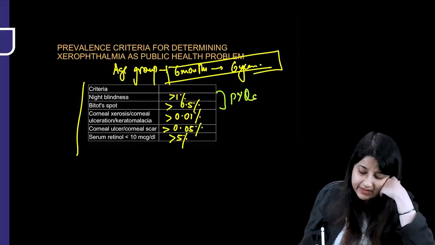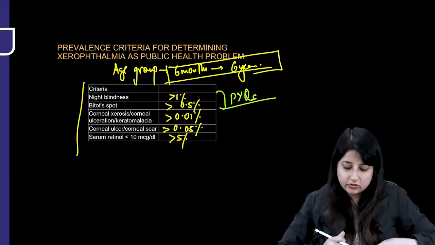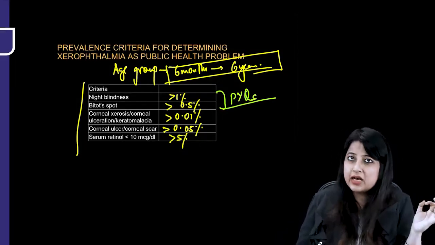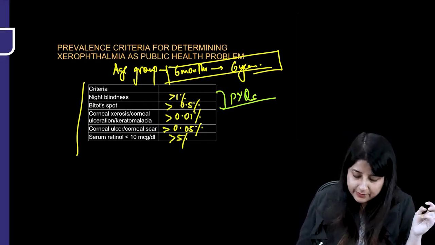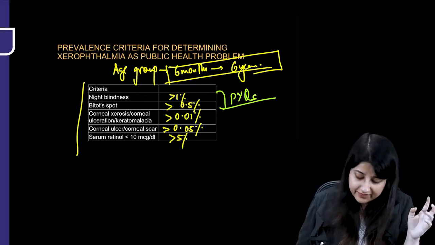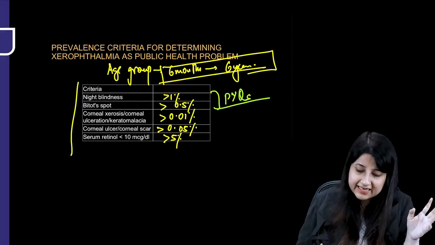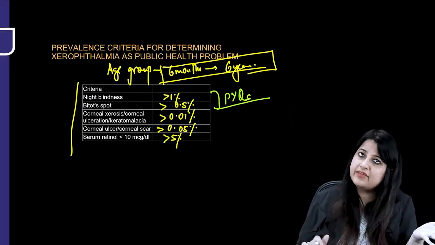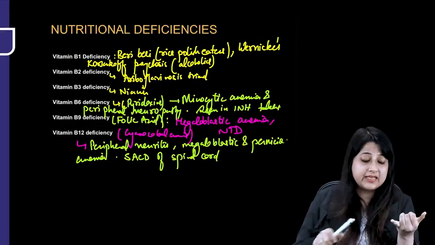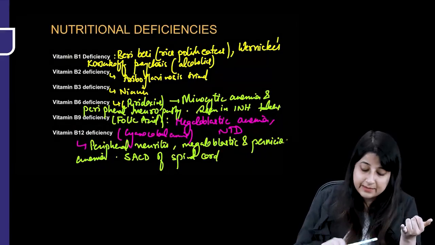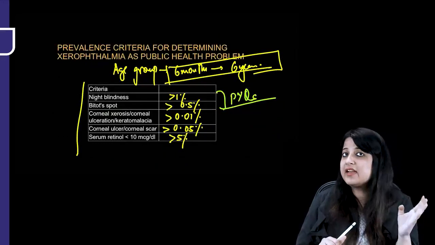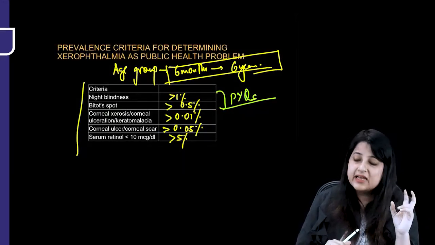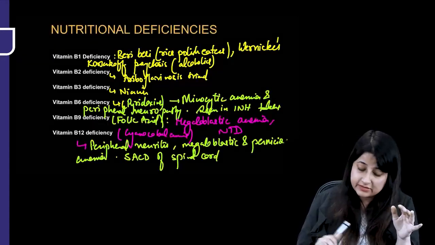These are most repeated PYQs, okay. Then corneal xerosis, ulceration, keratomalacia, more than 0.01%, okay. Corneal ulcer as well as scar, more than 0.05%, and serum retinol less than 10 mcg per dl, more than 5%, okay. Remember the two things: what should be the prevalence of Bitot's spot? 0.5, and night blindness more than 1%. Which age group? 6 months to 6 years, okay.